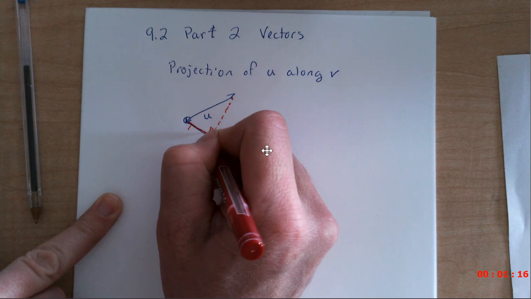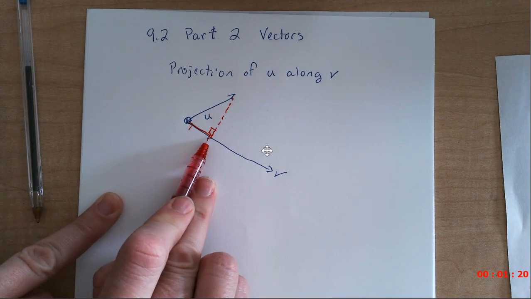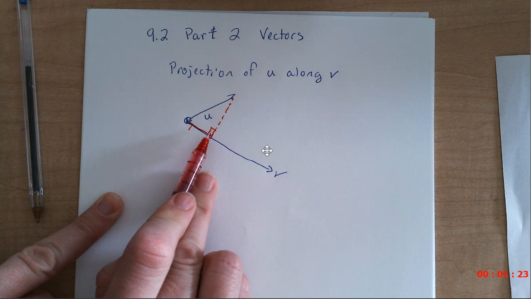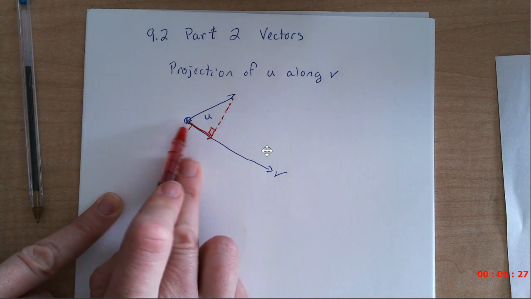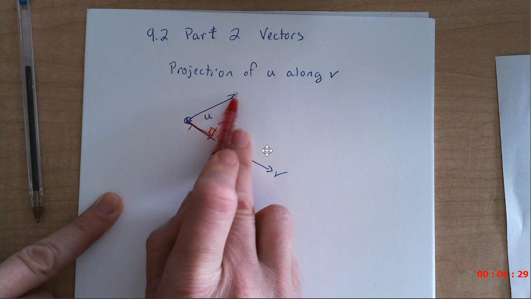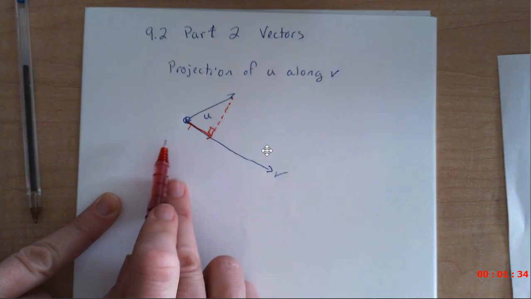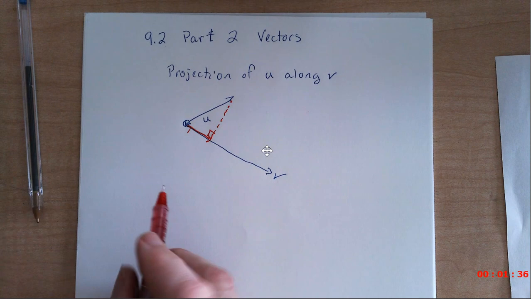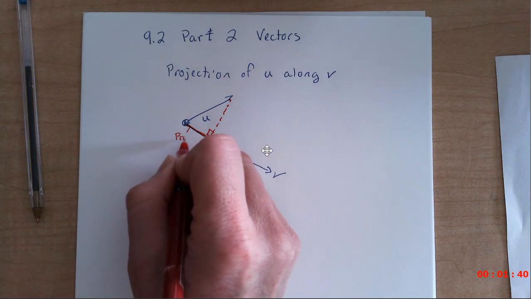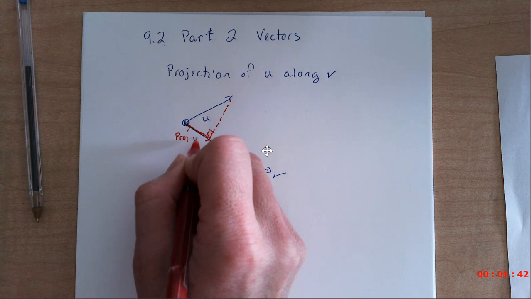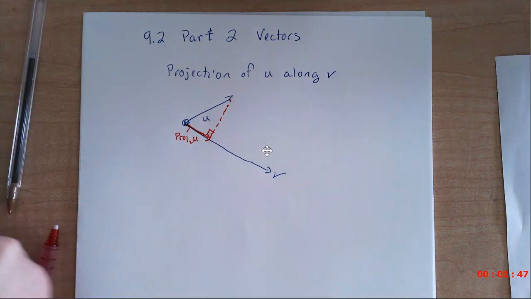So it'd be perpendicular like this. So I want the vector that's along v, and it forms a right triangle with the terminal point of vector u, just like it does when we have the horizontal axis and the vertical axis, and we have the horizontal component and the vertical component. So this here in red is the projection of u along v. So now let's figure out how to find it.